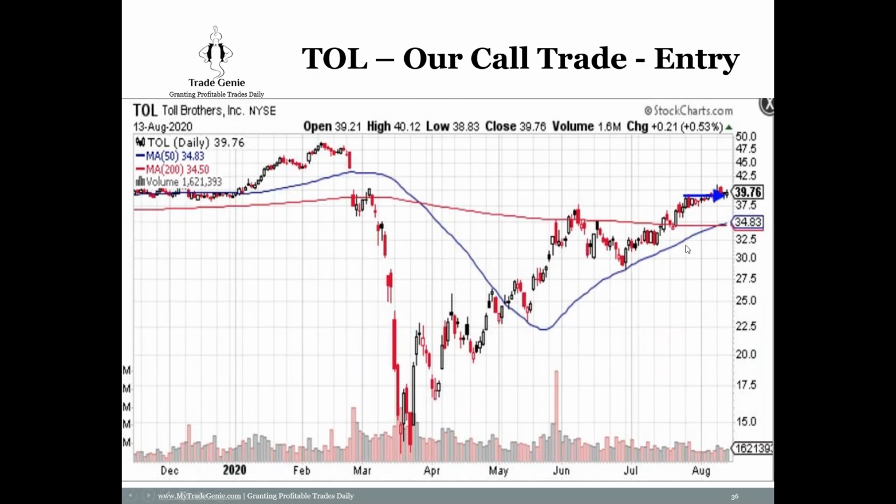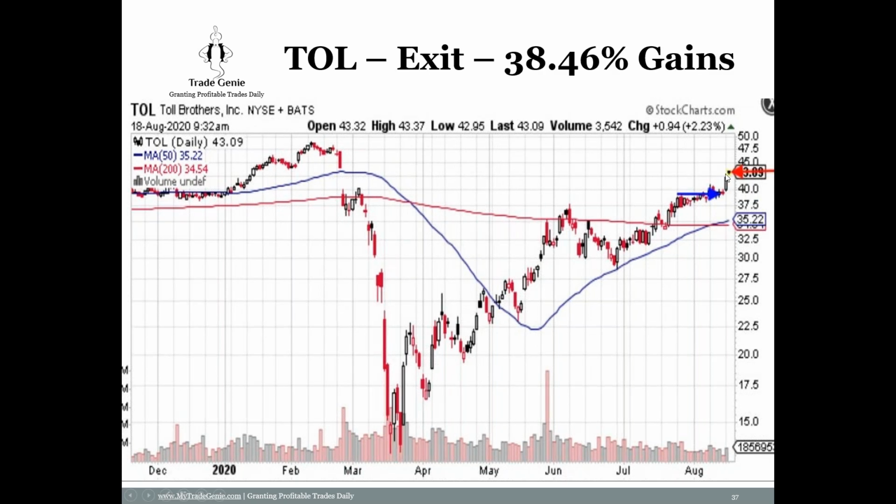Here's Toll Brothers. So when Toll Brothers is going up, look at the other builders. Builders are going up, construction companies are going up like Caterpillar, CMI and John Deere. And you see Home Depot is going up, and Lowe's. So you're making up your mind, putting 2 plus 2 together, and you say, okay, I'm going long with Toll. So we went long at Toll at 39, and we sold at 43. So we sold at 38%.